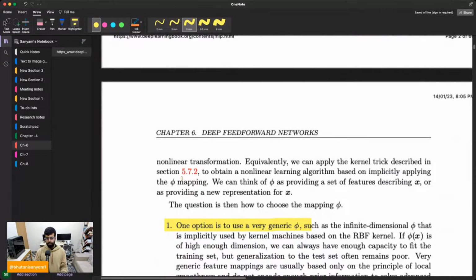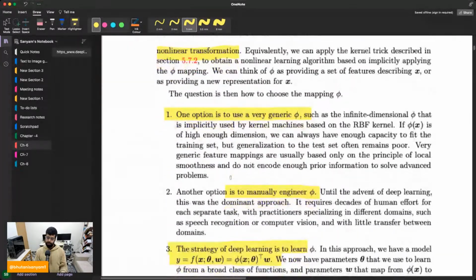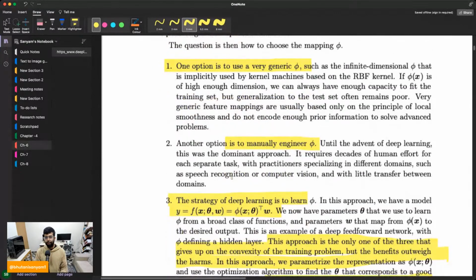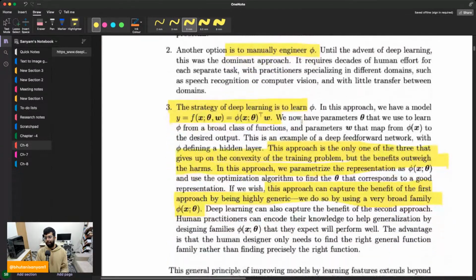Here they say phi is a nonlinear transform you can apply to the input. There are three different ways that I highlighted earlier, just to recap. One is to use a generic phi, which could be an infinite dimensional phi used by kernel machines based on the RBF kernel. I don't think anyone uses this a lot today. Maybe they do, but not commonly. The other approach is to manually engineer phi, and they say with deep learning, phi can be learned, and it's just another parameterized approach that can be learned by a model.